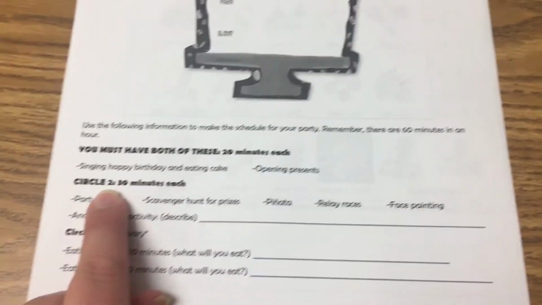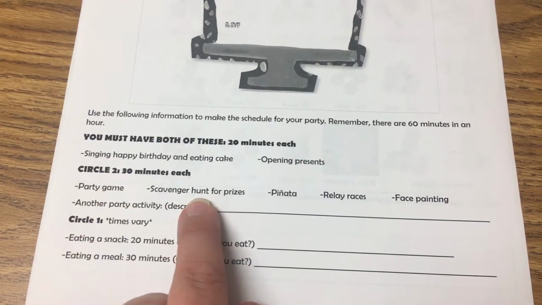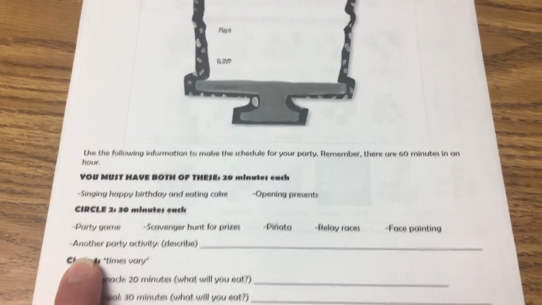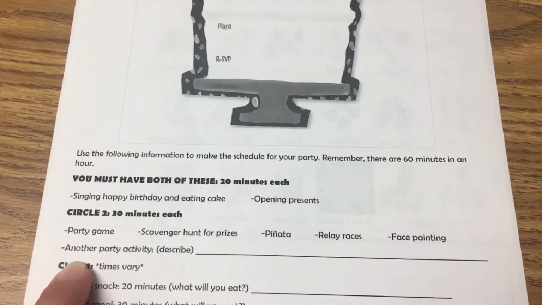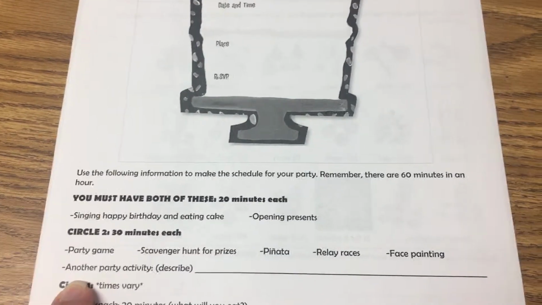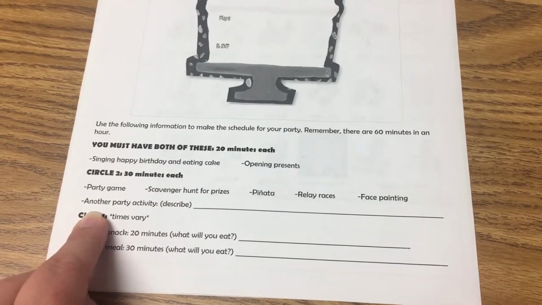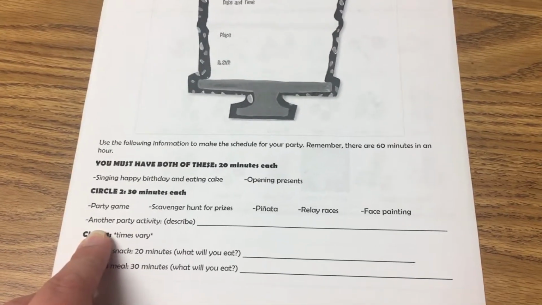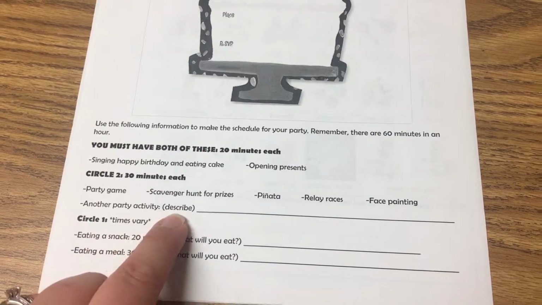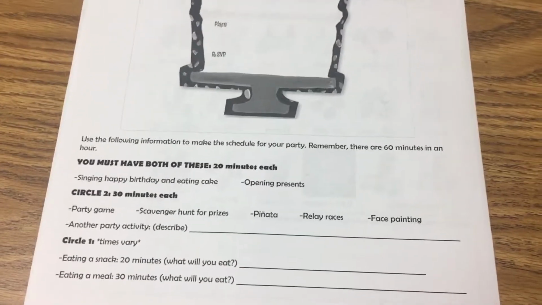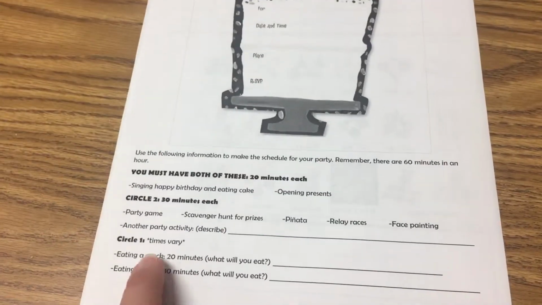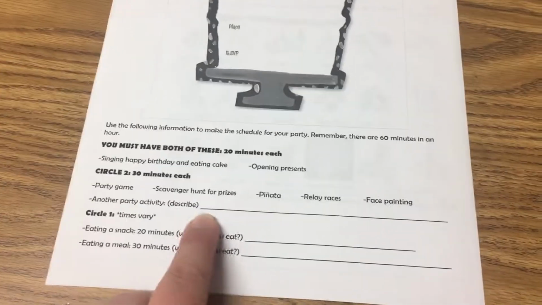You are going to choose 2 of these: a party game, a scavenger hunt for prizes, a piñata, relay races, face painting, or you can come up with something else. And that might depend on where your party is going to be. If it's at Monkey Joe's, you might have a specific kind of game that you would play there, or if it's somewhere else, a specific thing for that. Like if you're going to a bowling alley, you would want to have bowling, of course, right? So it depends on where you're having your party what the activity will be. So just describe it there.